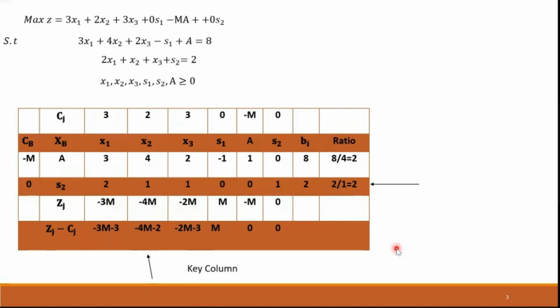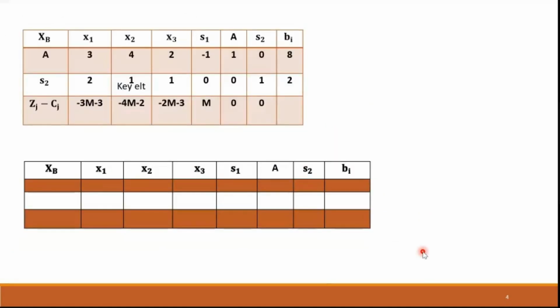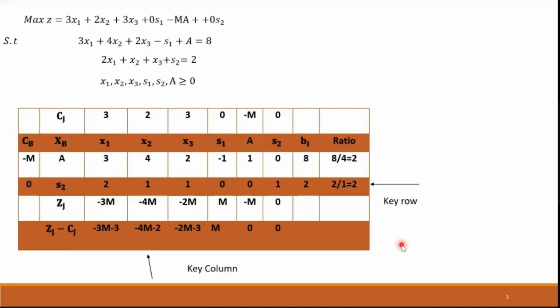तो मैंने क्या किया है, सेकेंड रो को की रो ले लिया है, और ये जो 1 है, दिस बिकम्स द की एलिमेंट, है ना. So this is your key element. This part is the key element, है ना. I forgot to write that key element over there. This is the key element.